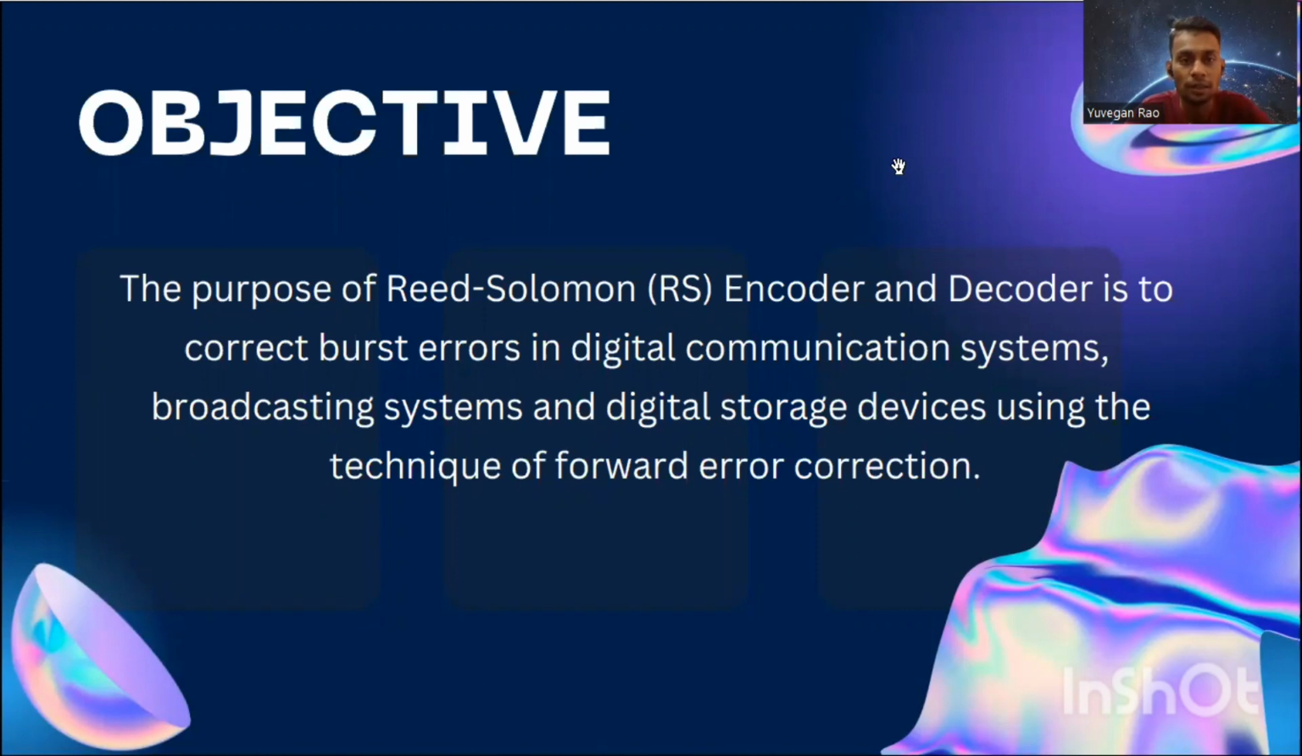So I'm going to be explaining about the objectives of our project. The purpose of the Reed-Solomon, also known as RS, encoder and decoder, is to correct burst errors in digital communication systems, broadcasting systems, and also digital storage devices using the technique of forward error correction.